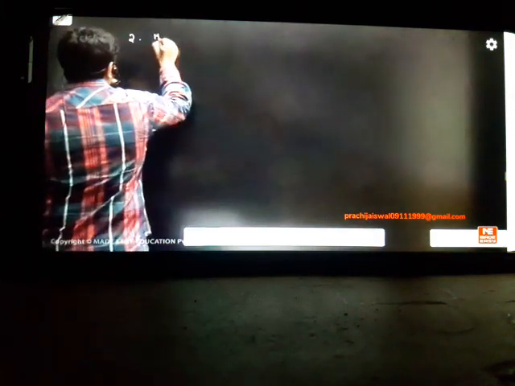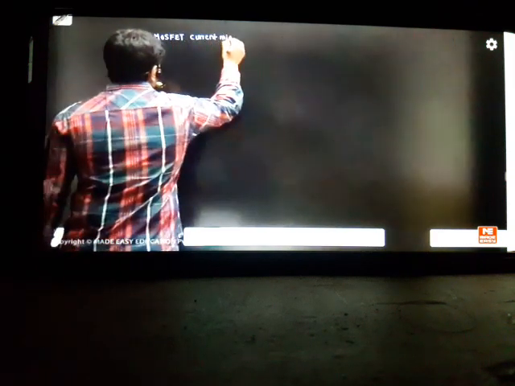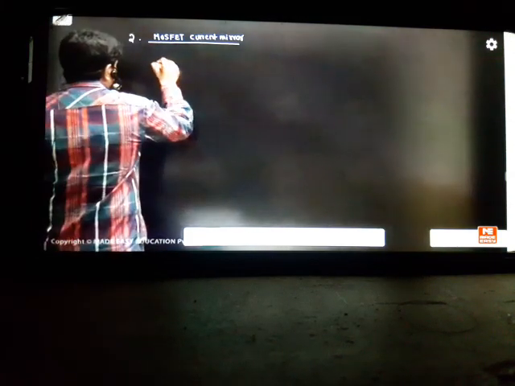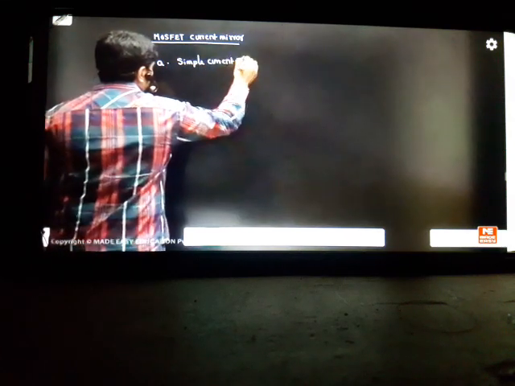Second topic I'm entering, topic number 2, called MOSFET current mirrors. Keep it ready. I'll teach the simple current mirror concept in 2 different ways. Simple current mirror, first topic. This concept I'll teach in 2 cases.